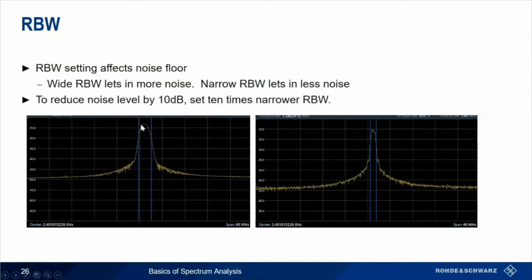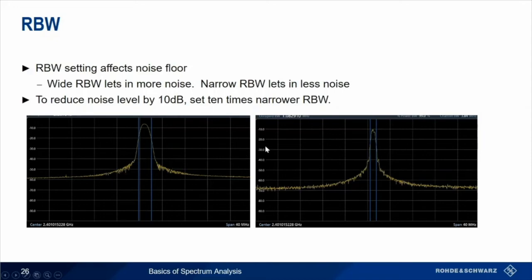And again, as we talked about, the resolution bandwidth does affect the noise floor. So as we went over, a wider one lets in more noise, a narrow one lets in less noise. And so again, you have that factor of 10 to reduce the noise level by 10 dB: set a resolution bandwidth 10 times more narrow.